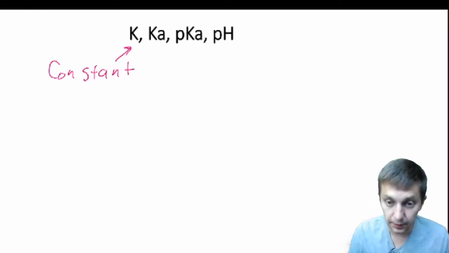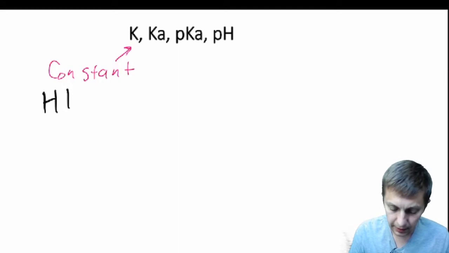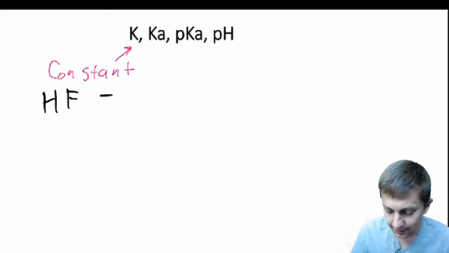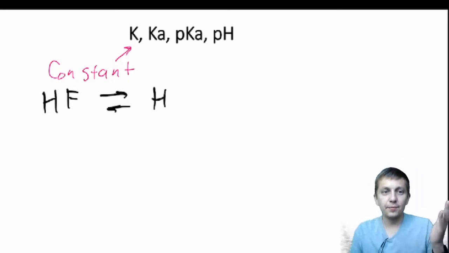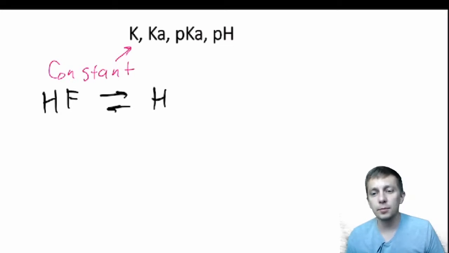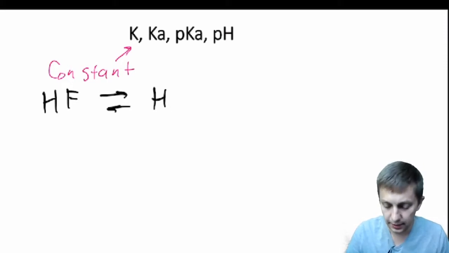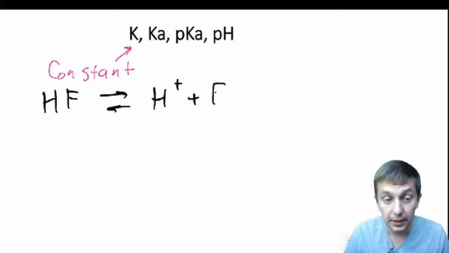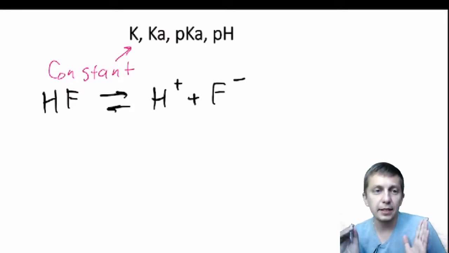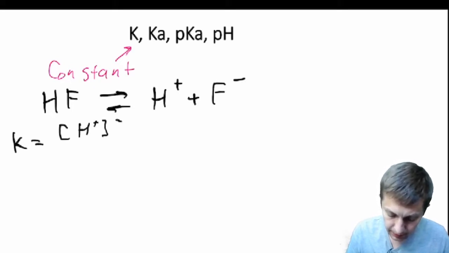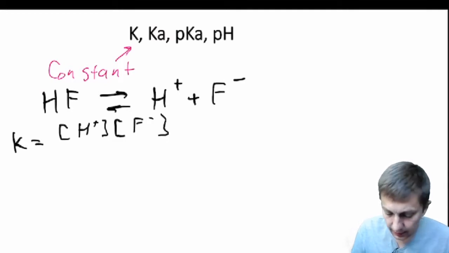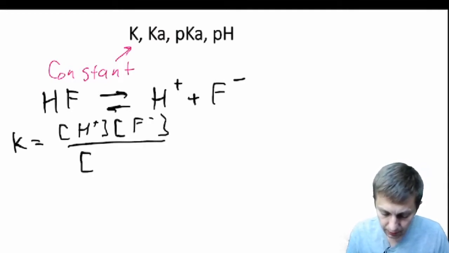For example, we have a weak acid. My favorite weak acid is hydrofluoric acid, HF, because it's small and easy to balance. As any weak acid, it's reversible, dissociating into two particles, H plus and F minus. And the mathematical ratio for the constant will be K equals concentration of H plus times concentration of F minus divided by concentration of HF.